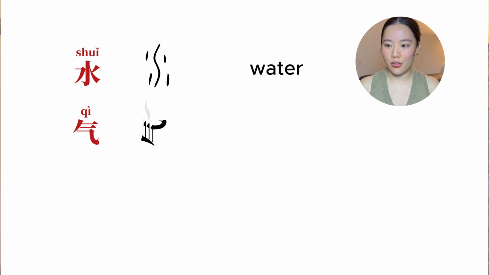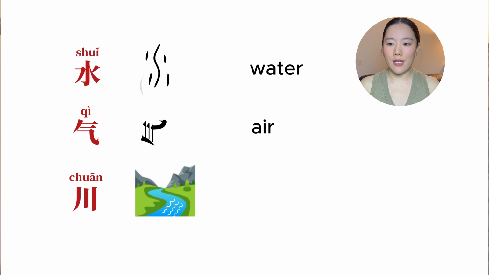In Chinese culture, qi doesn't just mean air, so these tiny characters represent something as invisible as breath, but as powerful as the energy that moves all things. Chuan, just 3 vertical lines flowing downward. This character means river. Simple, right?